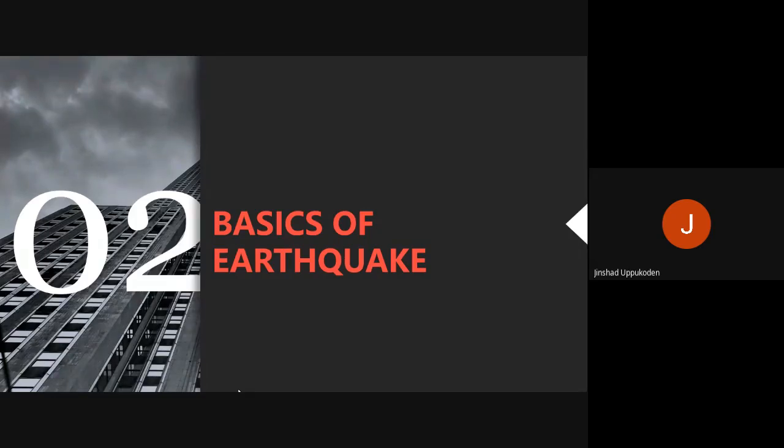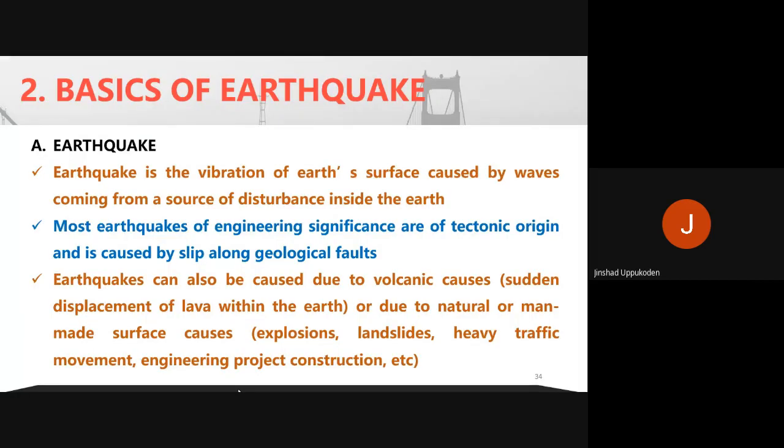So first, since we have already studied the basics of the Earth structure, we shall go into some of the basic parts of an earthquake. Now, what is an earthquake? Earthquake as such is the vibration of the Earth's surface that is caused by the waves coming from a particular disturbance in the Earth.